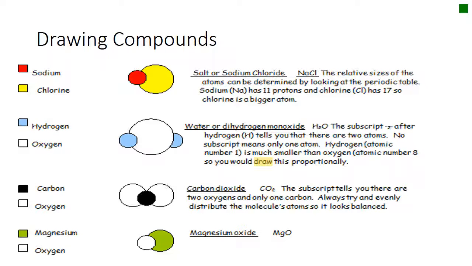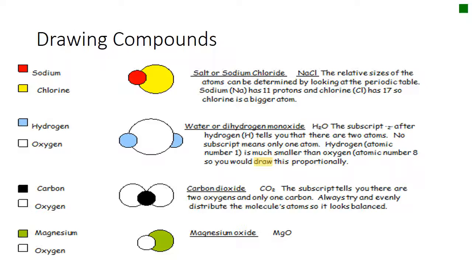Drawing compounds is something you won't have to do on the PAT. They're not going to ask you to draw anything. But I can see them giving you, let's say, a molecular formula and having you pick which drawing would be more accurate, so you need to know how to draw them. The following diagrams that I have here are going to explain how you can do that.